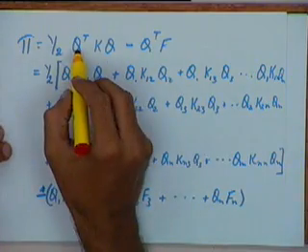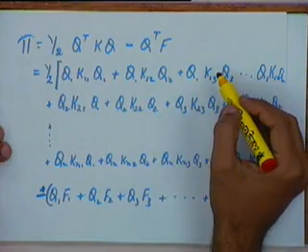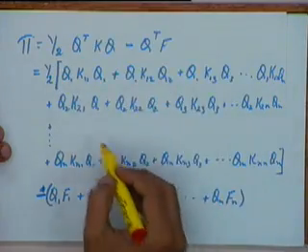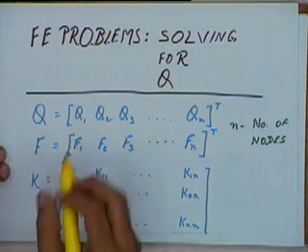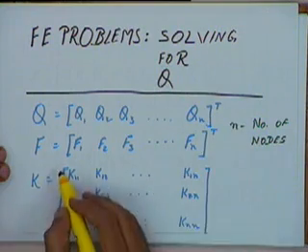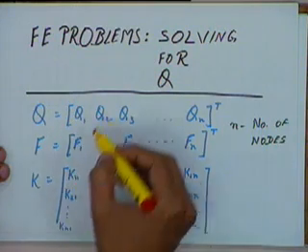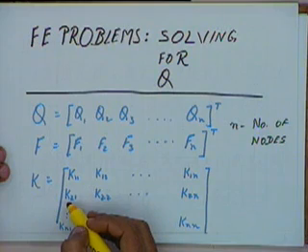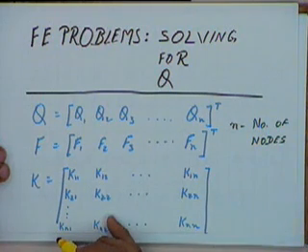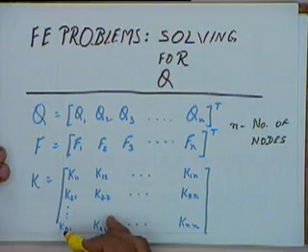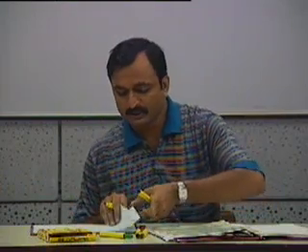This you should be able to see easily. Q transpose is a row vector consisting of Q1, Q2, Q3, up to Qn. Q is a column vector and K is an n by n matrix. Let's look at this. If I multiply Q transpose, which is a row vector, by this matrix, the first term that I'll get will be Q1 multiplied by K11 plus Q2 multiplied by K21 and so on. So this row multiplied by this column will give you the first term, and that term will then be multiplied by Q1 when I multiply it by Q. Let's look at that step carefully.